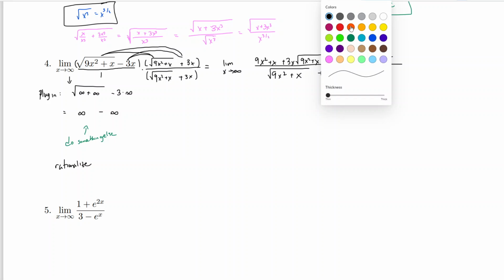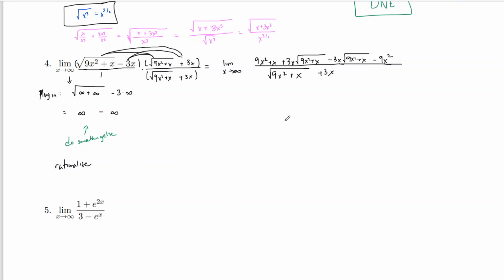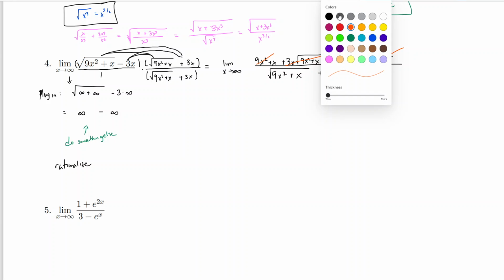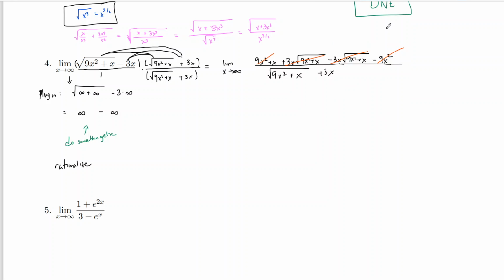Now remember, if you rationalize and you do it properly, a lot of things should cancel out. The radical portions immediately go away because we have positive 3x and negative 3x multiplying the same radical. But also the 9x squared and negative 9x squared cancel out. This entire numerator is just x.